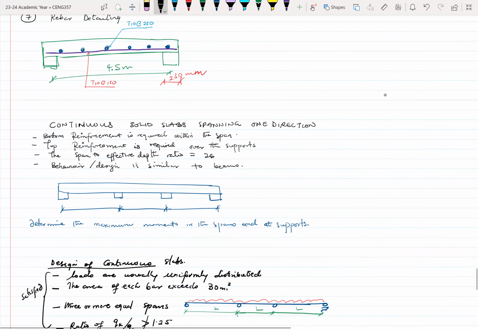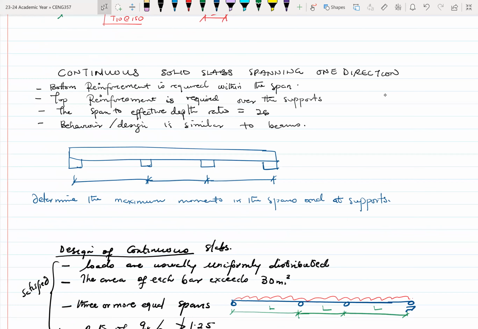All right. So with a continuous slab spanning one direction, we can simplify the analysis process, right? Normally, if you want to analyze this, you might want to use either the moment distribution method or the slope deflection method or some matrix method to analyze this particular slab since it's continuous. And then you can determine the moments at the critical points, midspan and over the supports.